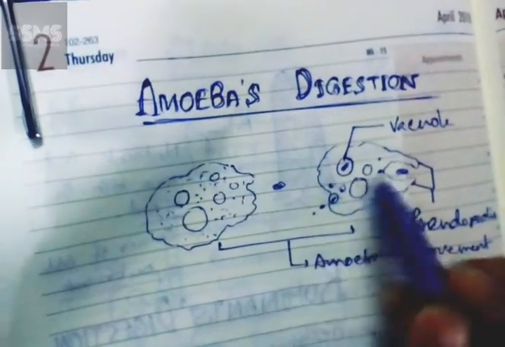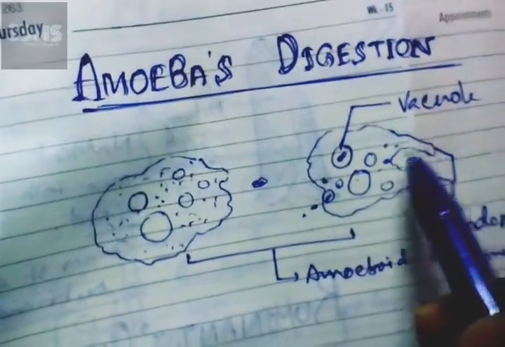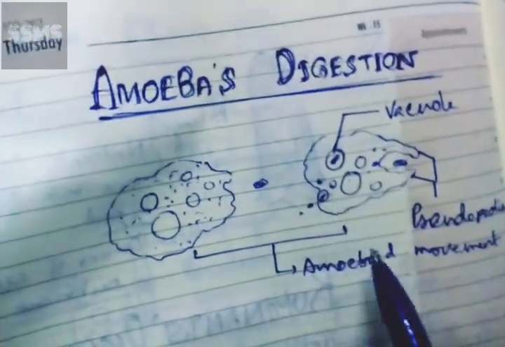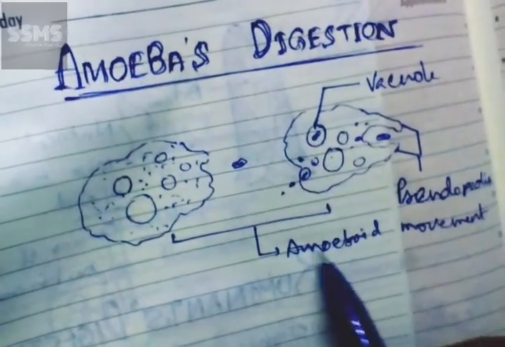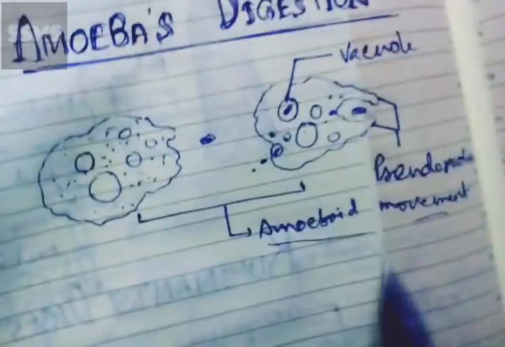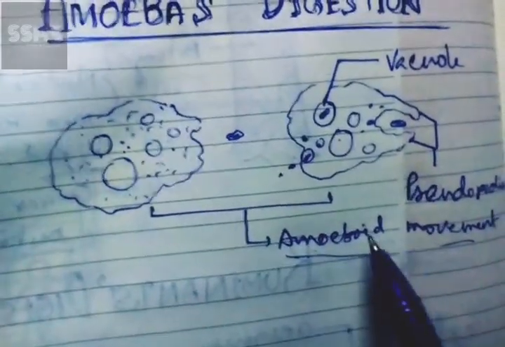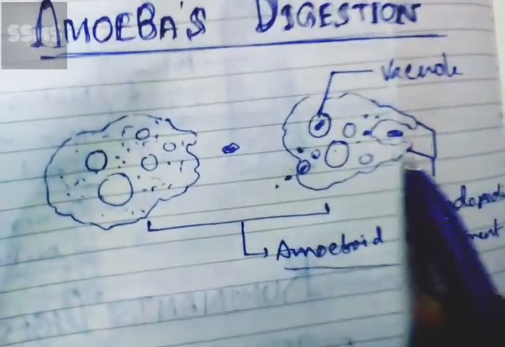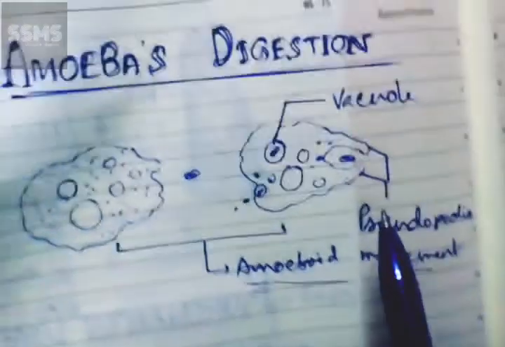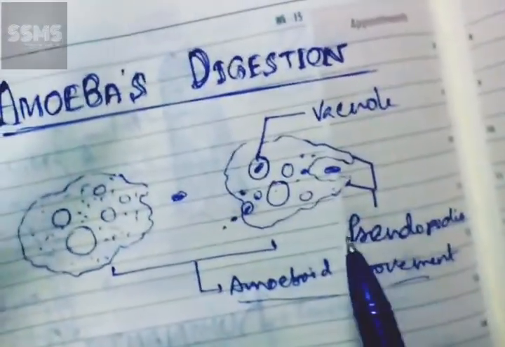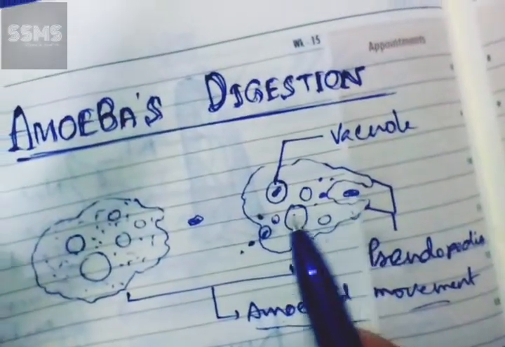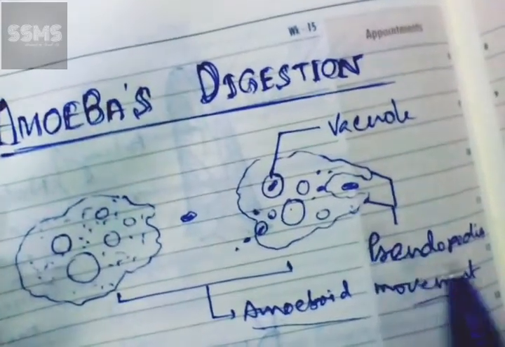Got it? Now, we have also observed that it moves very slowly, and when it moves, it stretches its body parts in this way and moves from one place to another. Such a type of movement is known as amoeboid movement. It is known as amoeboid movement because such movement can only be done by the amoeba. Now, such stretched body parts are known as pseudopodia. It starts with P, but P is silent here. So the stretched body parts that help the amoeba to move from one place to another are known as pseudopodia.